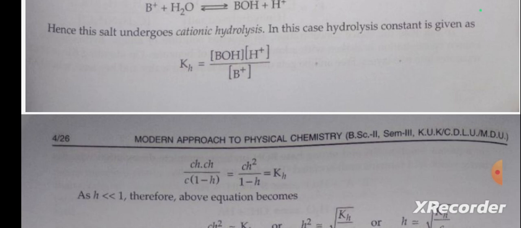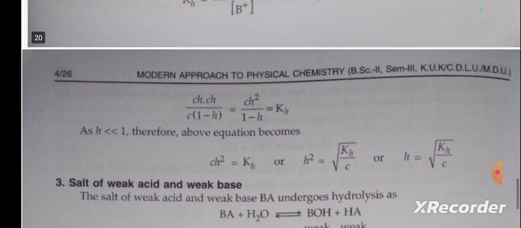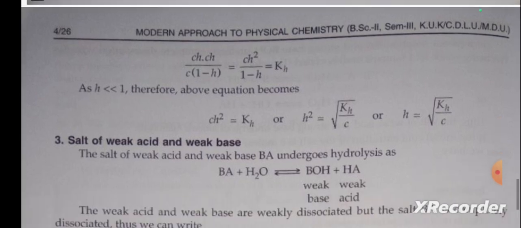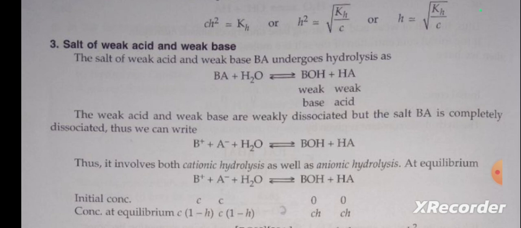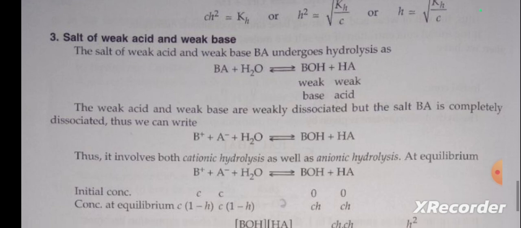In this case, the hydrolysis constant is given as Kh = [BOH][H+]/[B+]. With concentration C, this becomes Kh = Ch²/(1 - h). As h is very much less than 1, the above equation becomes Ch² = Kh, so h² = Kh/C, and h = √(Kh/C).